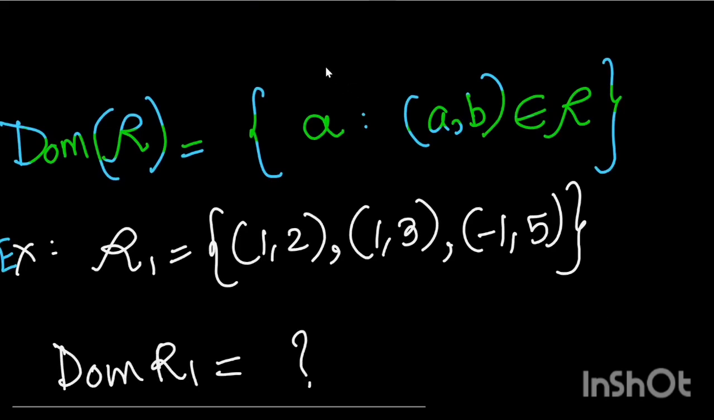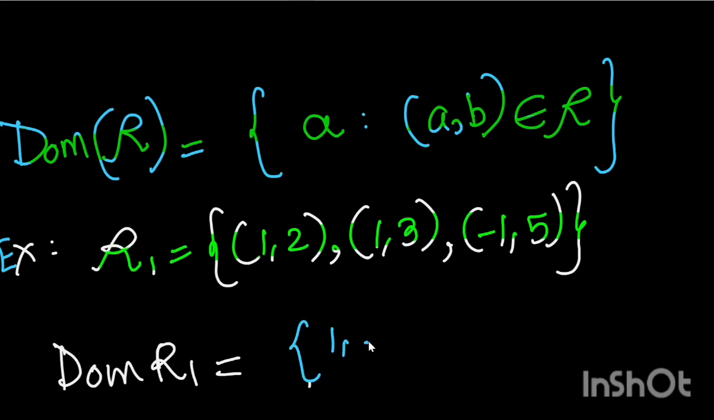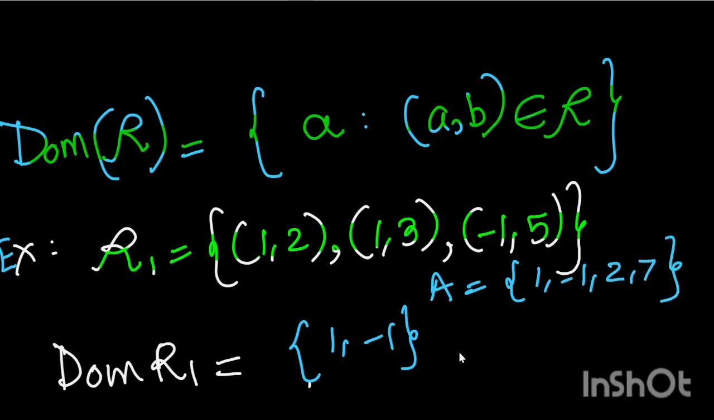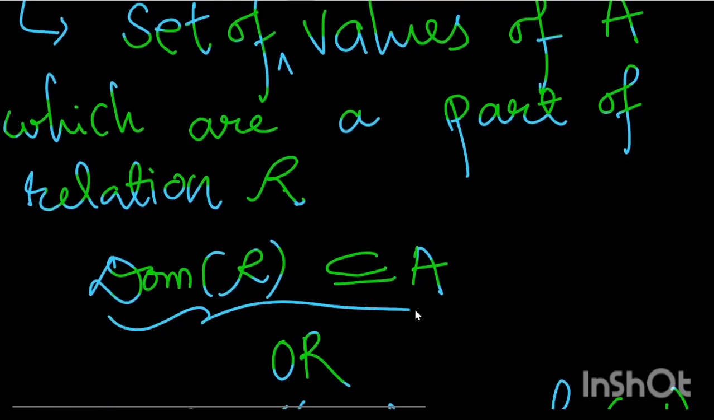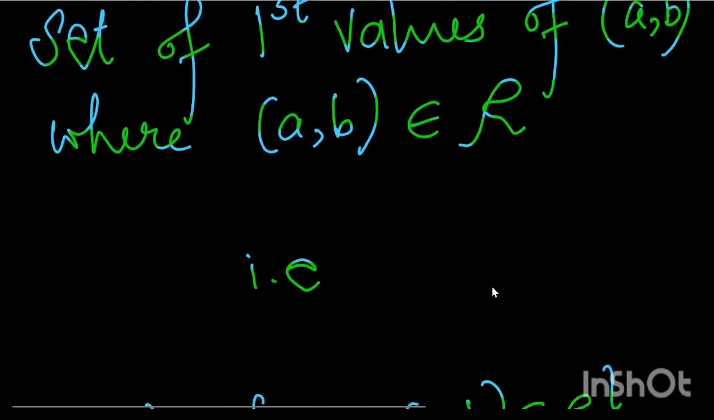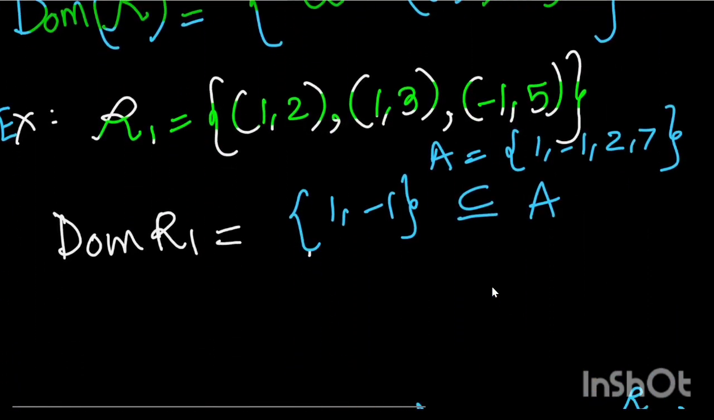Like if the relation is given as (1, 2), (1, 3), (minus 1, 5), what is the domain of R? Clearly it is 1, minus 1. Here if I say that A is 1, minus 1, 2, for example 7, you can see this domain is a subset of A. That is what I wanted to explain. The domain of R is a subset of A in the case of a relation.